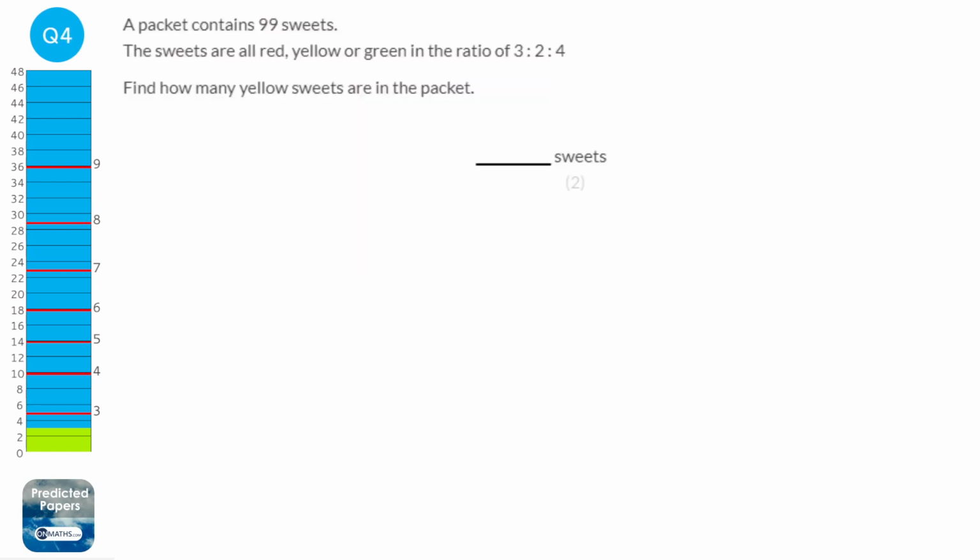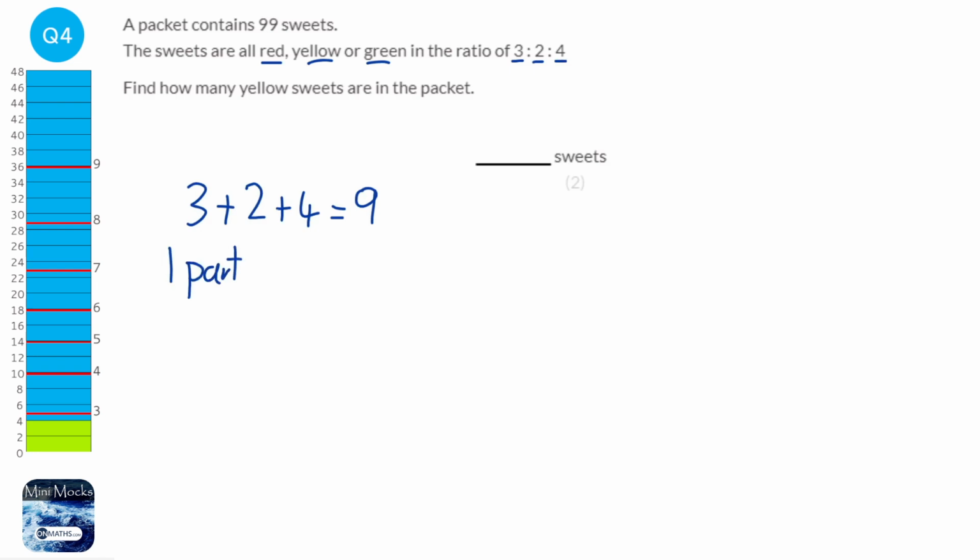1952. So we've got to first of all work out how many parts there are altogether. So we're told that the ratio of red, yellow and green is 3 to 2 to 4. So to work out how many parts there are altogether, we do 3 plus 2 plus 4, which is 9 parts. So there's 9 equal piles of sweets. Okay, but to work out what one part or one pile of sweets is worth, we're going to get the 99 sweets and divide it by the amount of piles, and that's going to be 11. So one part is worth 11 sweets.